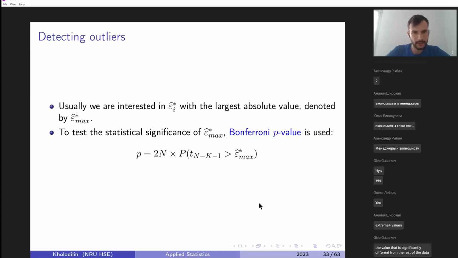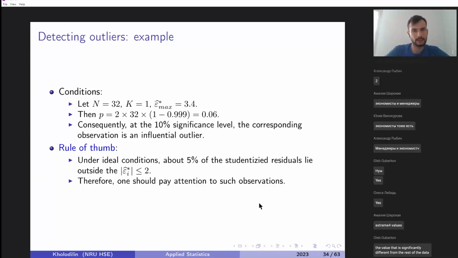So then, here are some examples. You have 33 observations, one parameter, and you find that the maximum is 3.4, and that's high. So the general rule is that you want to have the estimated epsilon star hat lower than or equal to 2.